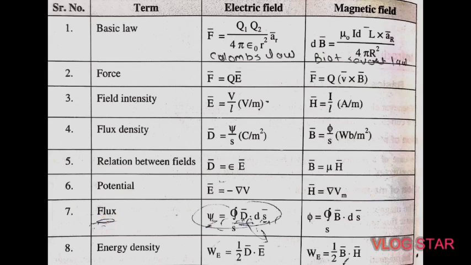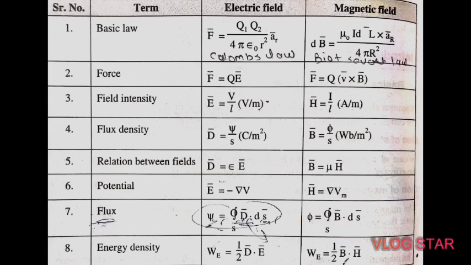So here the flux is denoted by psi for the electric field, and in terms of magnetic field it is denoted as phi. So psi is equal to the integration over closed surface D bar dot dS bar, and for magnetic field it is given by psi is equal to integration over closed surface B bar dot dS bar.